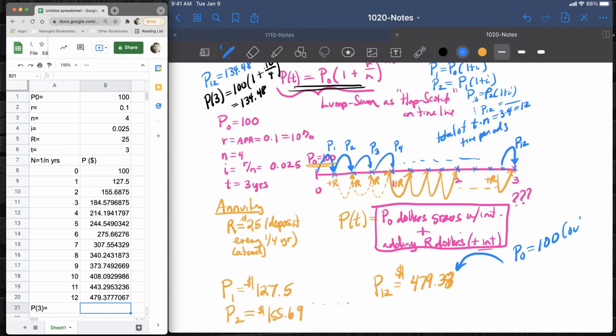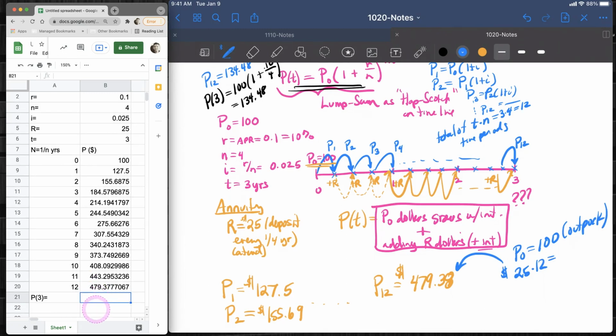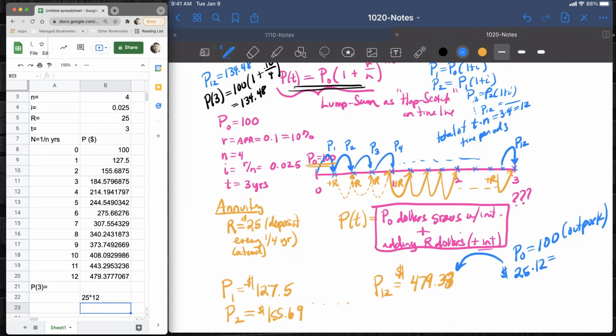Let me see. Notice that our P0 value was $100 out of your pocket. Okay, so you had to find $100 to get this started with, and then you had $25 times 12. You also needed to come up with $25 a month, $25 every 3 months for 3 years. So that's 25 times 12. Whoops, sorry. I'm trying to figure out how much out of pocket we had to come up with. That was $300.